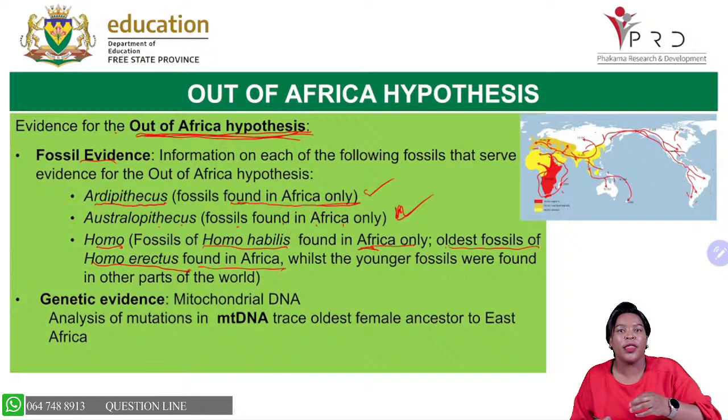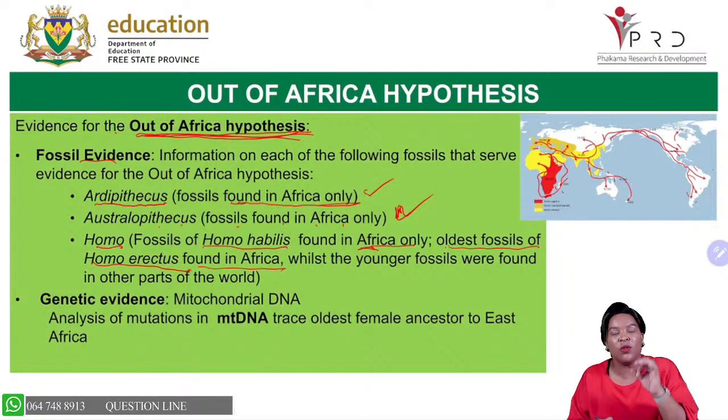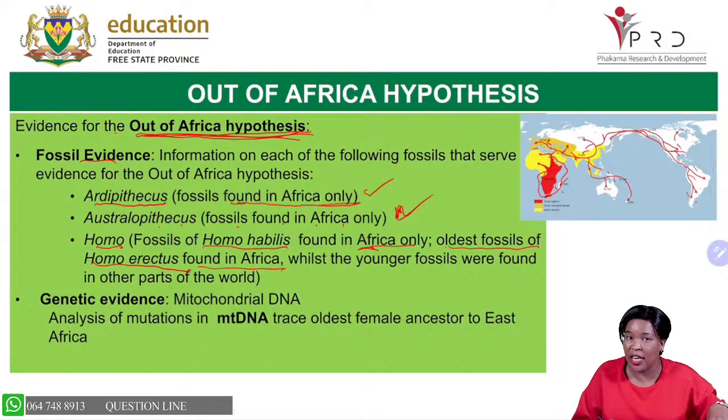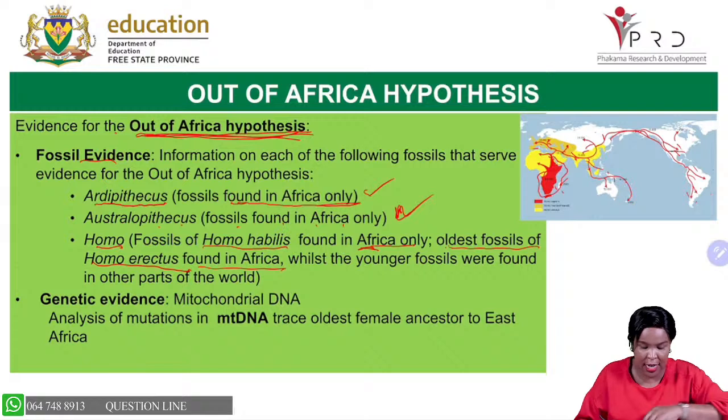What does this mean? Fine, Homo erectus was found in other parts of the world. However, the eldest fossil or the oldest fossil of Homo erectus was found where? In Africa only. So still supporting what? That origination from Africa.